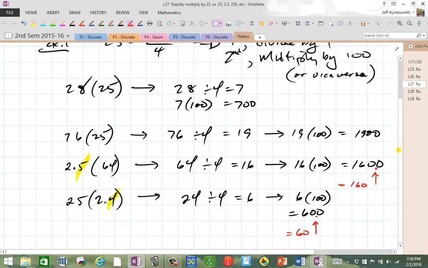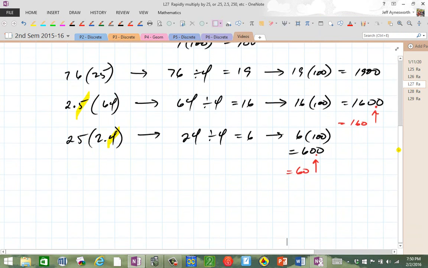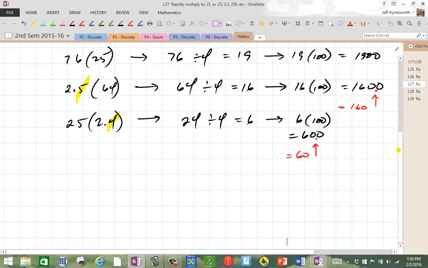Because you know you're going to have a fractional remainder, right? Because I know you're thinking about that. You're thinking, okay, Ainsworth, that's great. If it's a multiple of 4, it's easy, right? But if it's not a multiple of 4, what do you do? Okay, so this is what you do.